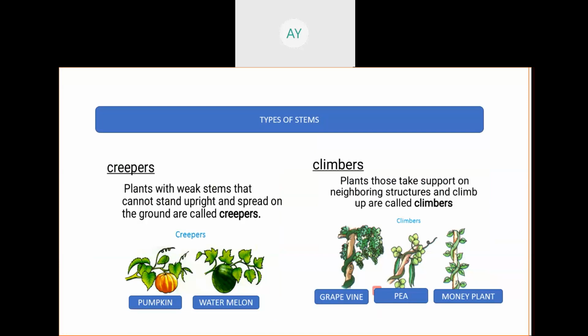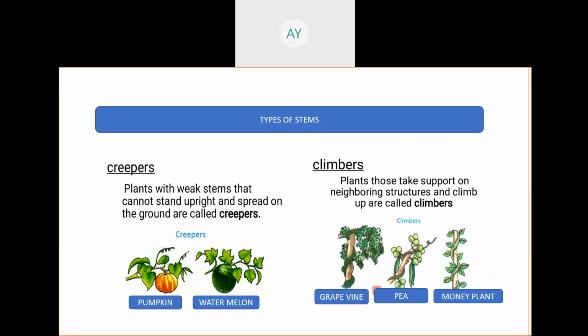Generally, when you were in the child stage, at 1 year or 2 years, you were also just like a creeper. You were running with the help of your hands and legs on the surface. It is just like that, the creeper running on the surface of the ground because it cannot stand erect. Examples are pumpkin, watermelon, then patal, parval. So these are the examples of creepers.